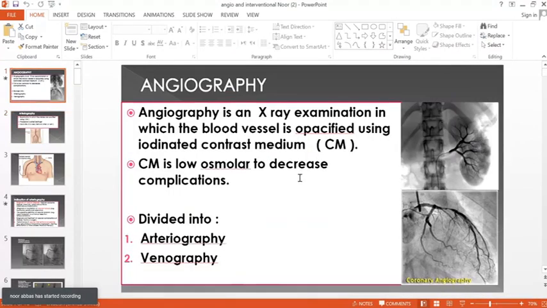I'll repeat the slides. Angiography is an X-ray examination in which the blood vessels are opacified using iodinated contrast medium. The contrast medium is low osmolar to decrease the complications. It is divided into arteriography and venography.